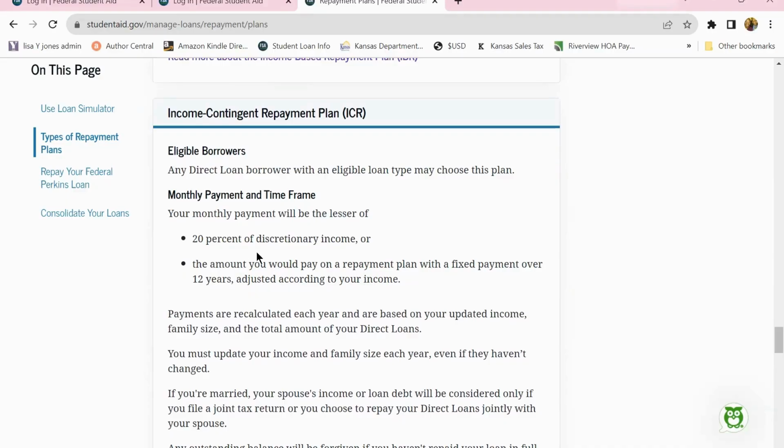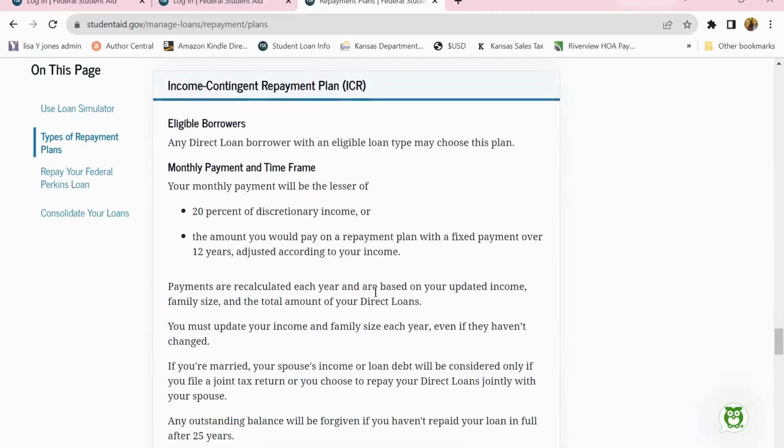This is 20% of your discretionary income, and the amount that you would pay on this plan would be a fixed payment over 12 years, adjusted according to your income. This one might not be a bad option for you, Mary, when you think about the fact that you want to actually pay your loans off, right?